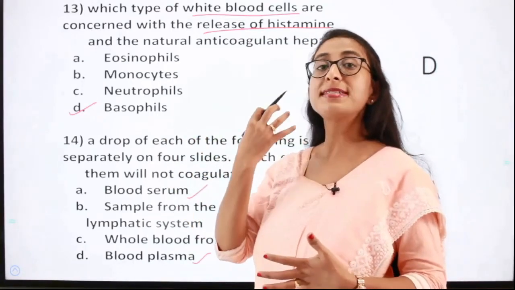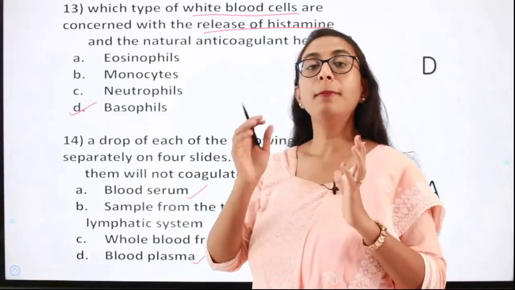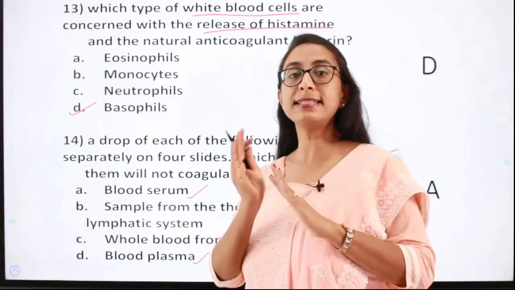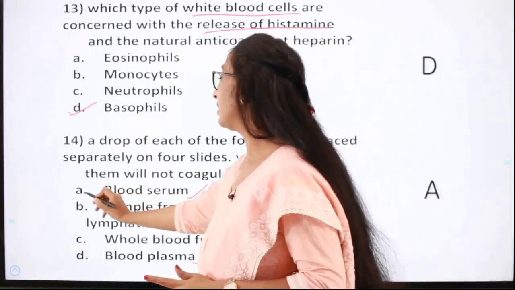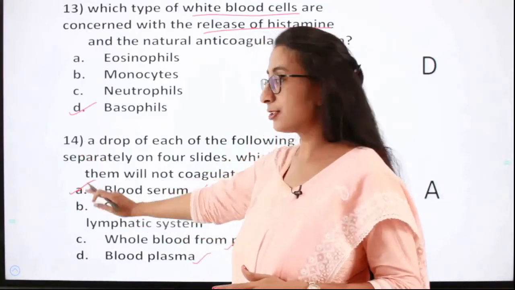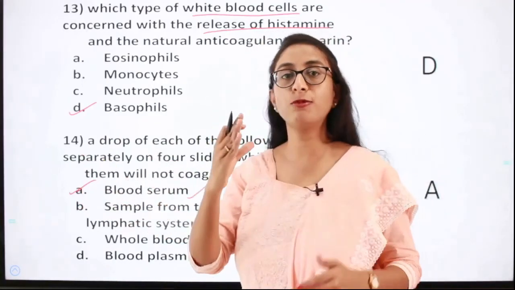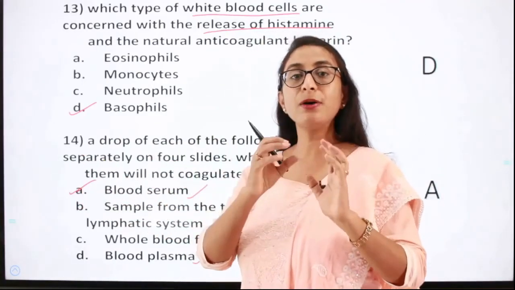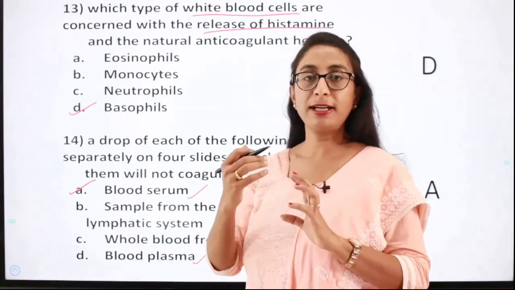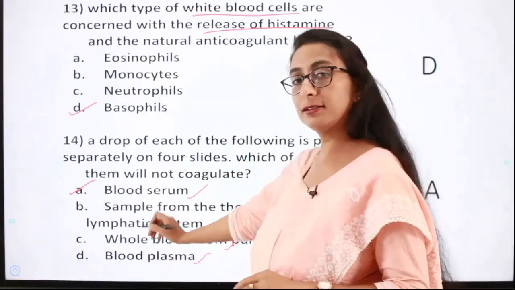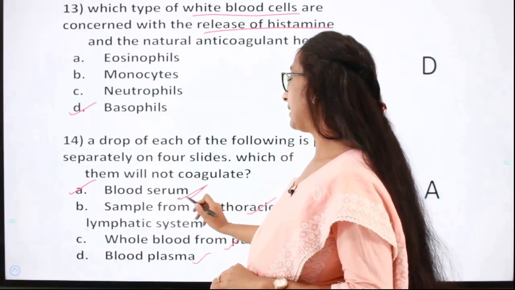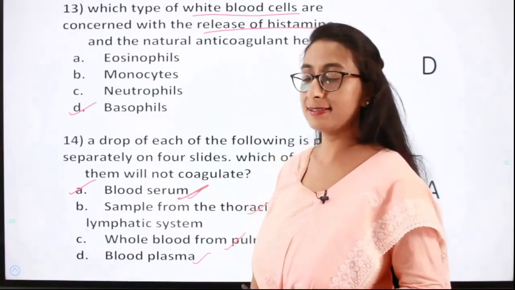So we know serum. What is serum? Plasma minus clotting factors is serum. So it is blood serum which will not coagulate. If you know the definition of serum, it is the plasma which is devoid of clotting factors. So without even going to the other three options, you can simply select the first option, which is the right answer.